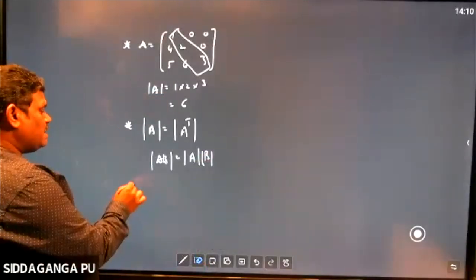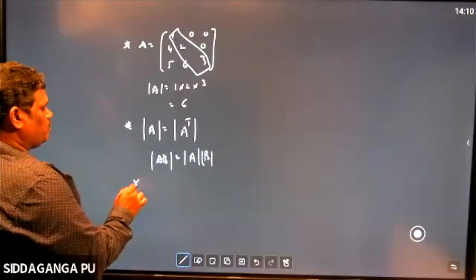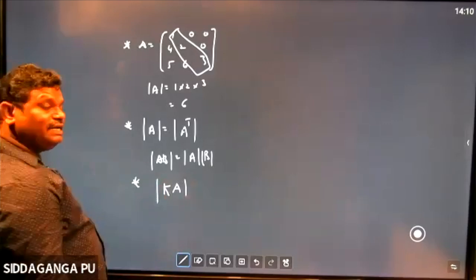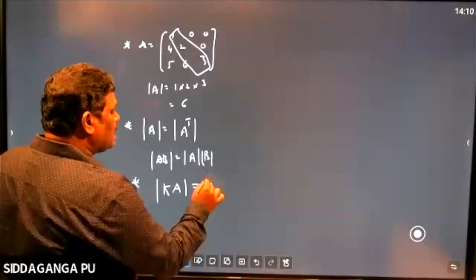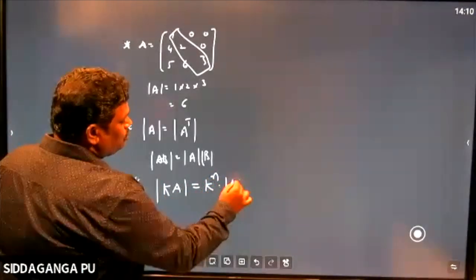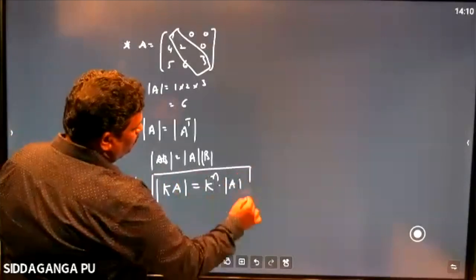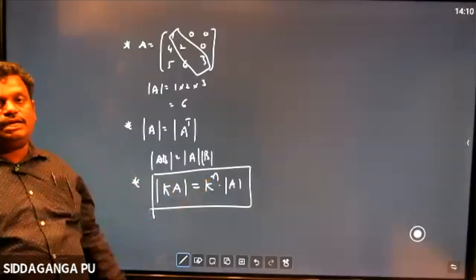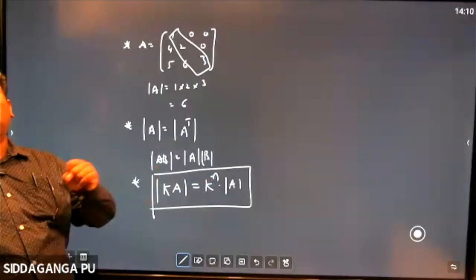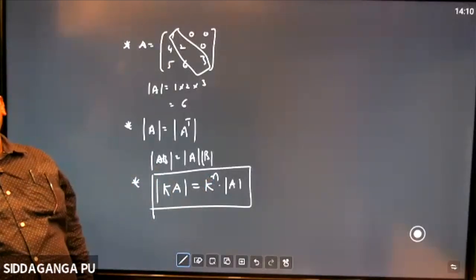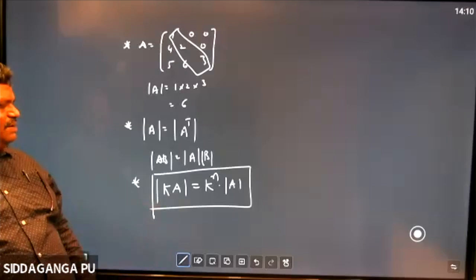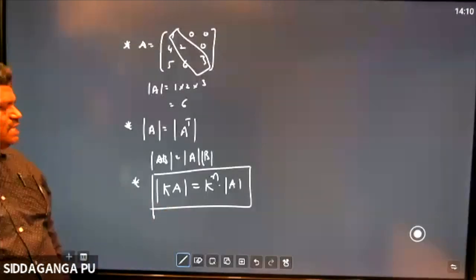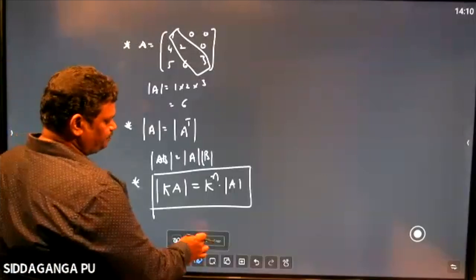Next, this one is very important for competitive exams. The determinant of K into A, where A is of order n, can be written as K power n into determinant of A. This is a very important property. Here n means the order of the given matrix. So determinant of KA is equal to K power n into the determinant of A. These are the properties of determinants.